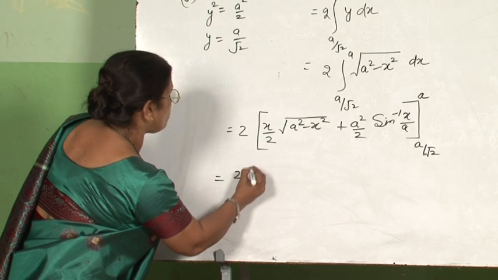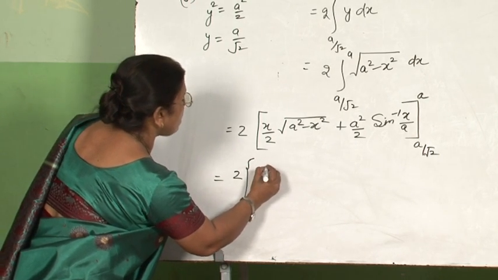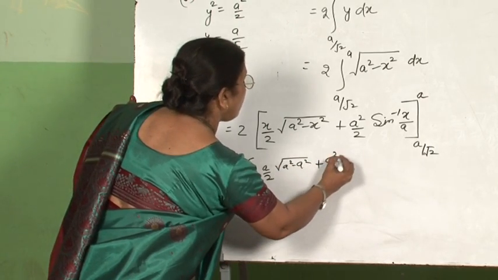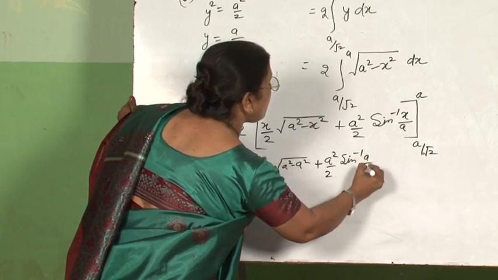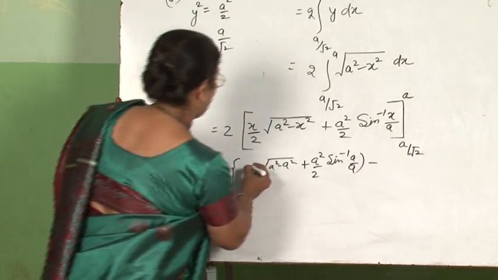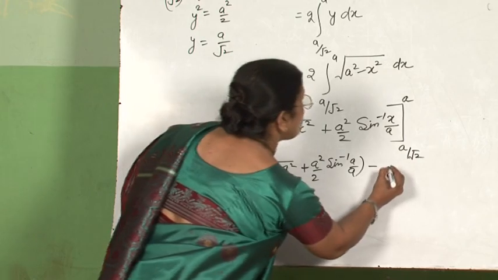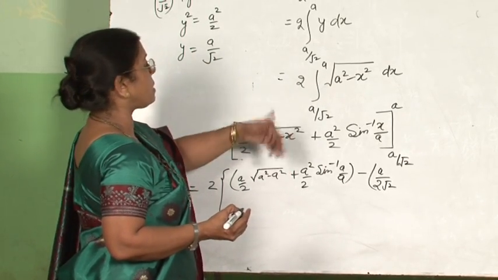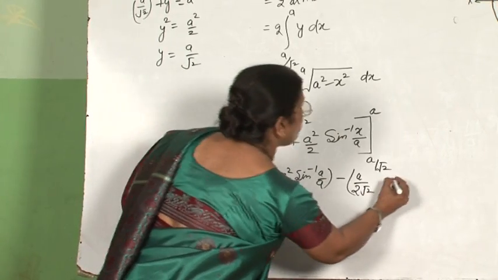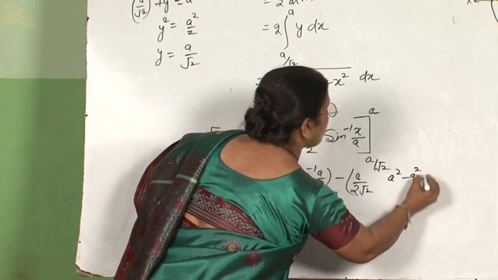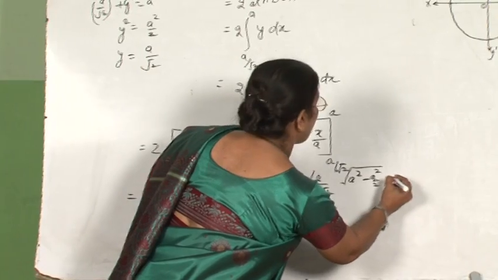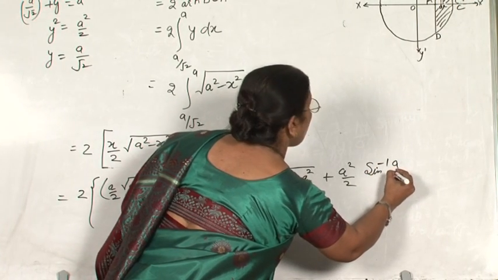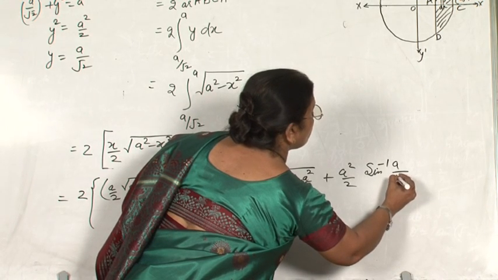Now, we will put the value of x and find the area of the region. Put the value, this is 2 times: x is a, so a by 2, now under root a square minus a square, it will become 0, plus a square by 2 sine inverse a by a, minus, for a by root 2, a upon 2 root 2 times the square root of a square minus a by root 2 squared, that is a square by 2, so it becomes a square by 2 plus a square by 2 sine inverse a upon root 2 a.